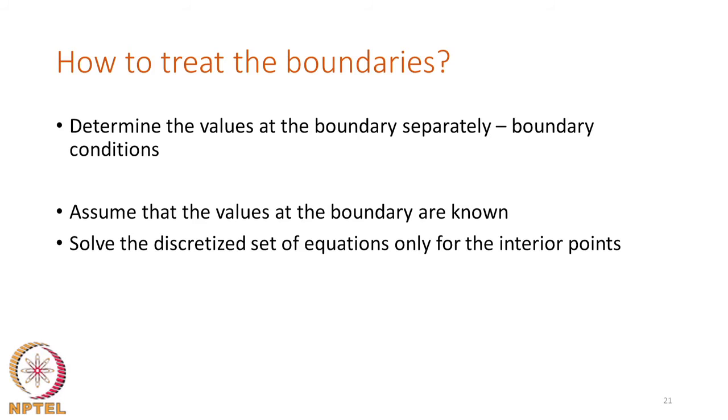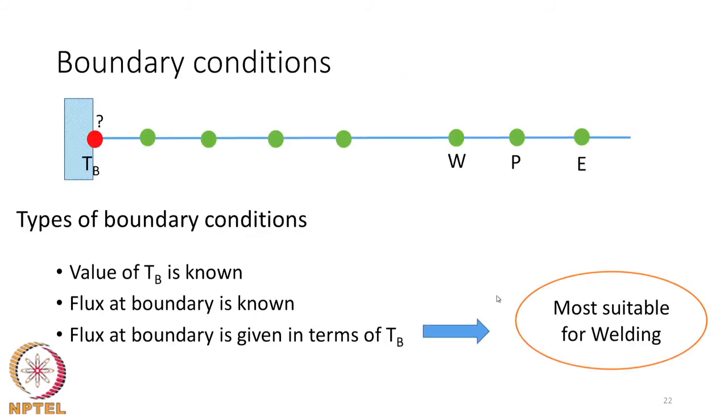So, in other words, when you write a program, you will have two routines. One routine will be solving for the values of the variable T at all the interior points, which will be basically the solution of the linear set of equations, and then you would have another routine where you will be evaluating the boundary temperatures, and that would be discussed now. This is how we can do it.